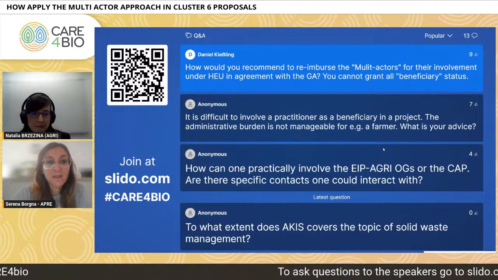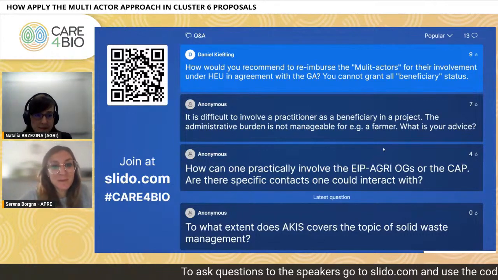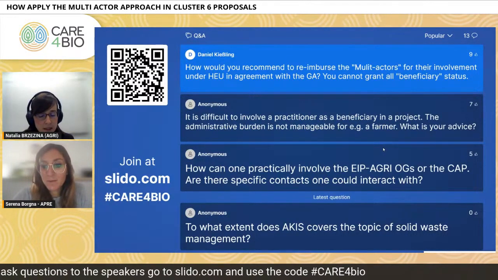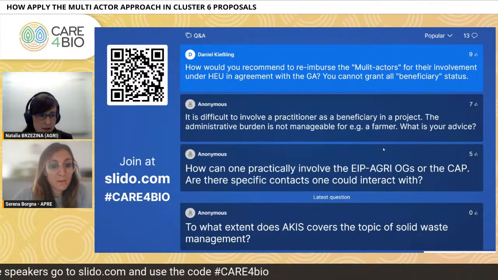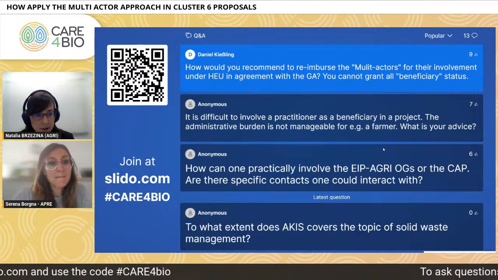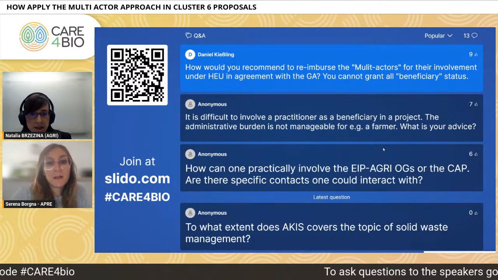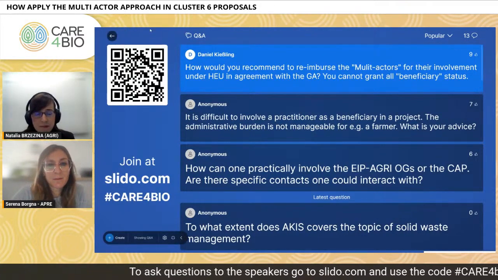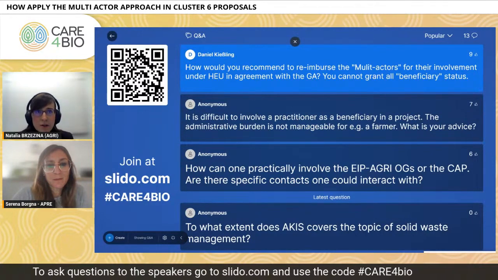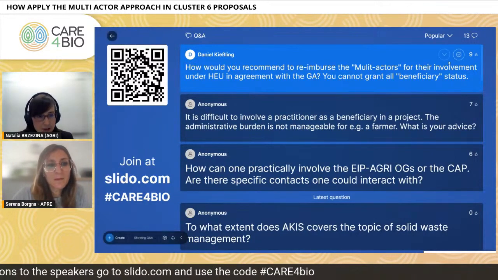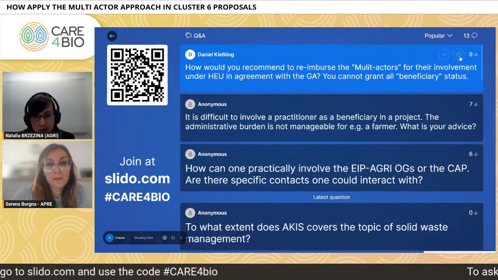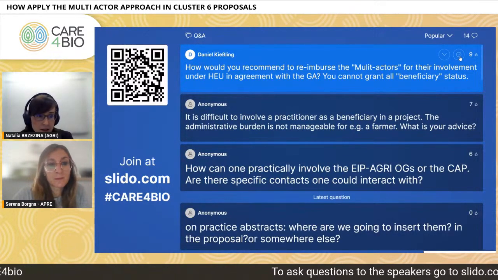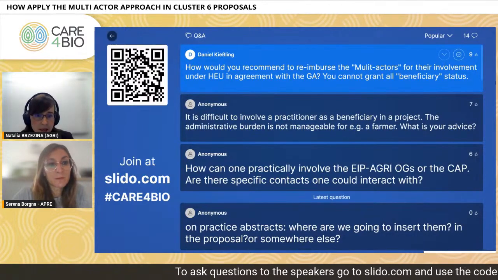Yes, thank you very much for the question. There are different forms in which you can do it, by contracting or subcontracting, for example. But it is important also to treat the actors on an equal basis as partners in the consortium. So it will be good to have them as beneficiaries. But if it is not possible, then I would say to use subcontracting, for example, or contracting in reimbursing them for being involved.